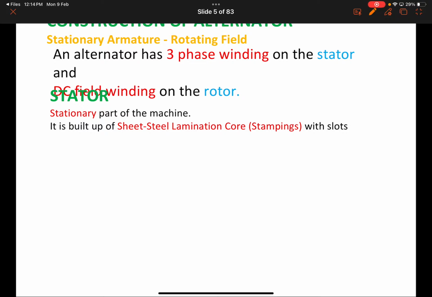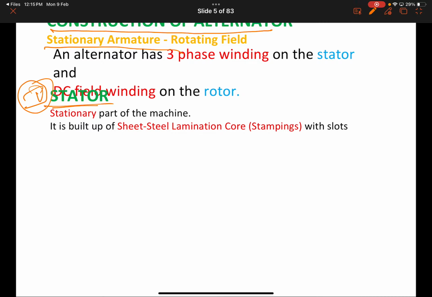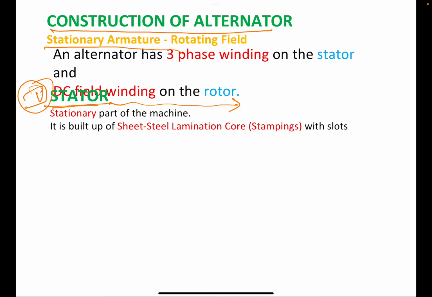So we'll try to discuss the constructional details of the alternator. Out of this, we'll only prefer stationary armature and rotating field. What is the first part here? The stator. What we need to understand here is that the stator is the armature in terms of DC machines, a group of conductors.